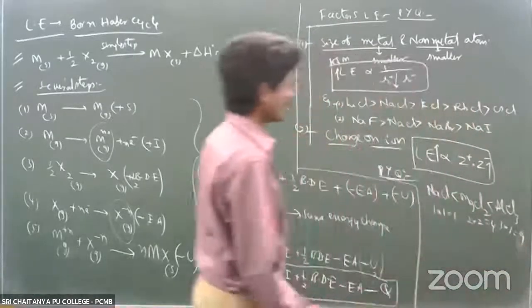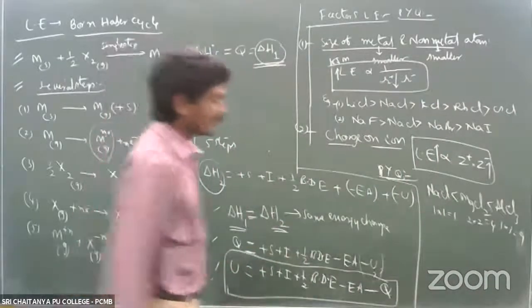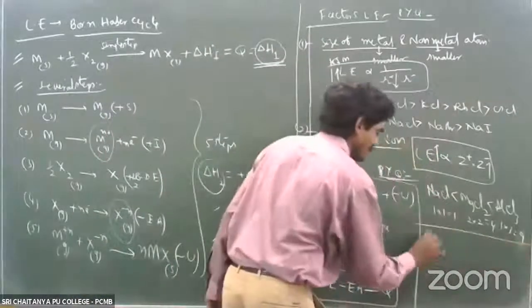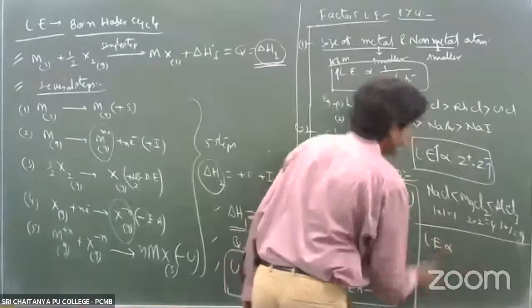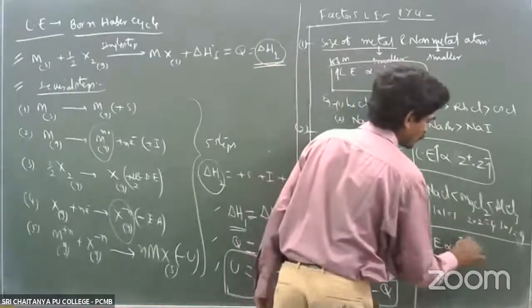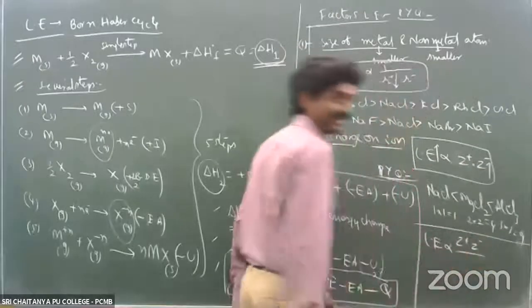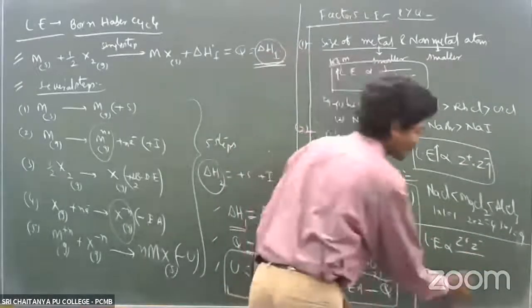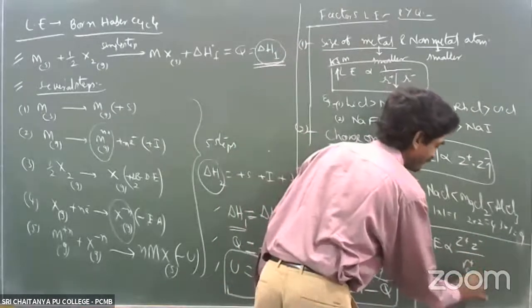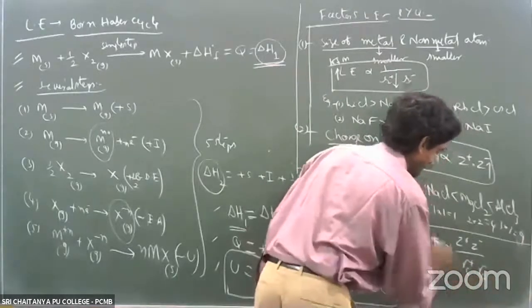So these are the two factors. Now I'll give one small summary. Lattice energy is directly proportional to the charge on cation and anion, and inversely proportional to the radius of cation and radius of anion.